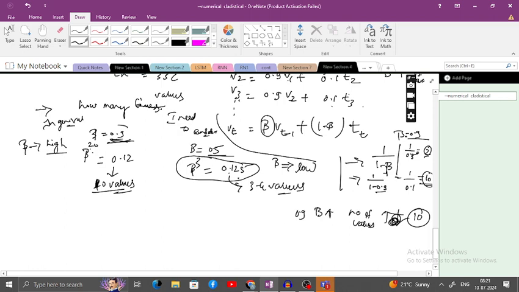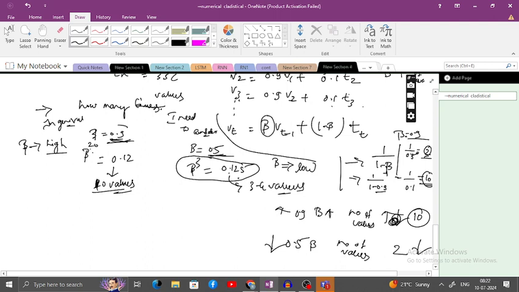Similarly, what is the beta value? Beta value is 0.5. So what is the number of values you got? How much? 1 by 0.5, 1 by 1 minus beta, 2. Means when beta value is low, the number of values is also low. When beta value is high, the number of values is also high.